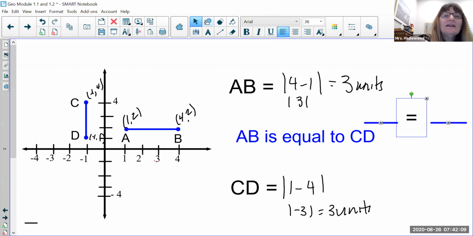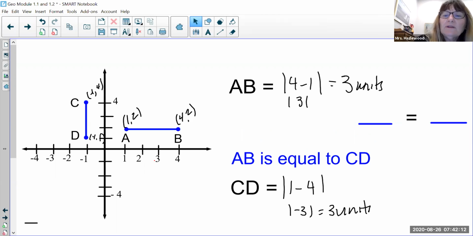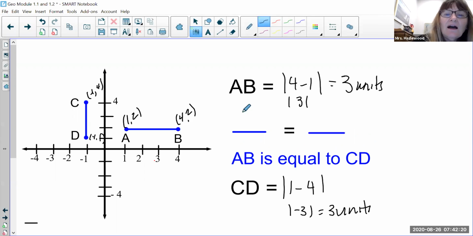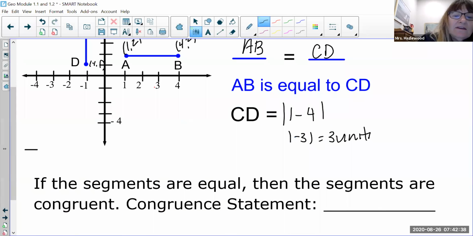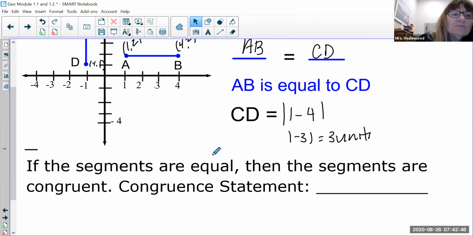So, and we're just going to write that out. So I know, let me just move it down a bit. So I know AB and CD are equal to each other. So I'm going to say AB is equal to, and this is my equal sign, CD. So that's what I know. So if they're equal, which they are, they're both 3 units, then they're congruent to each other. So if they're equal to each other, then they're congruent to each other.